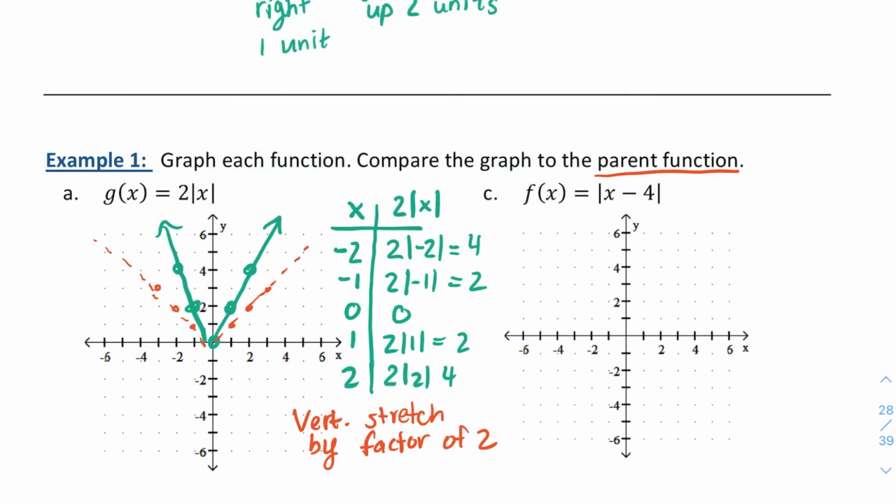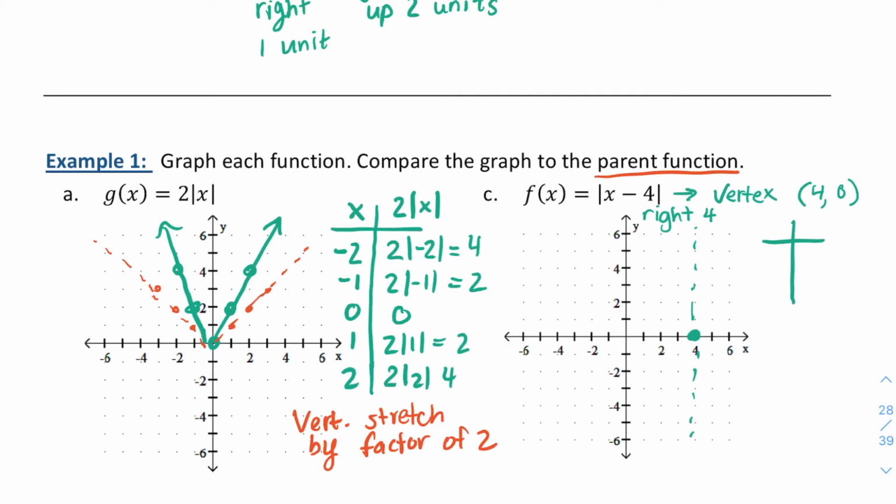If I look at b, it's going to be translated to the right by 4 units. Or you can think about its vertex is moved to 4, 0. So you could just plug in some points on either side of your vertex and reflect them over to get the full graph. So say that I do, what's close to my vertex? How about 3 and 2?